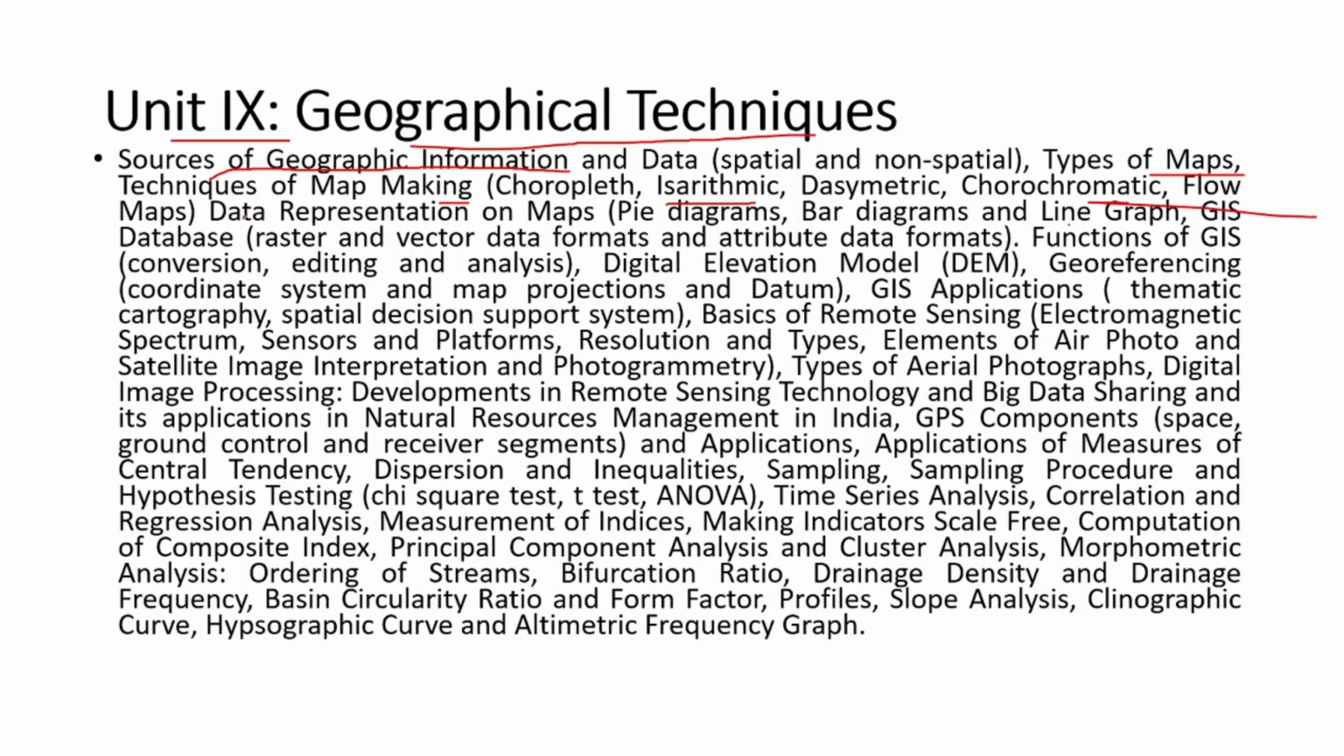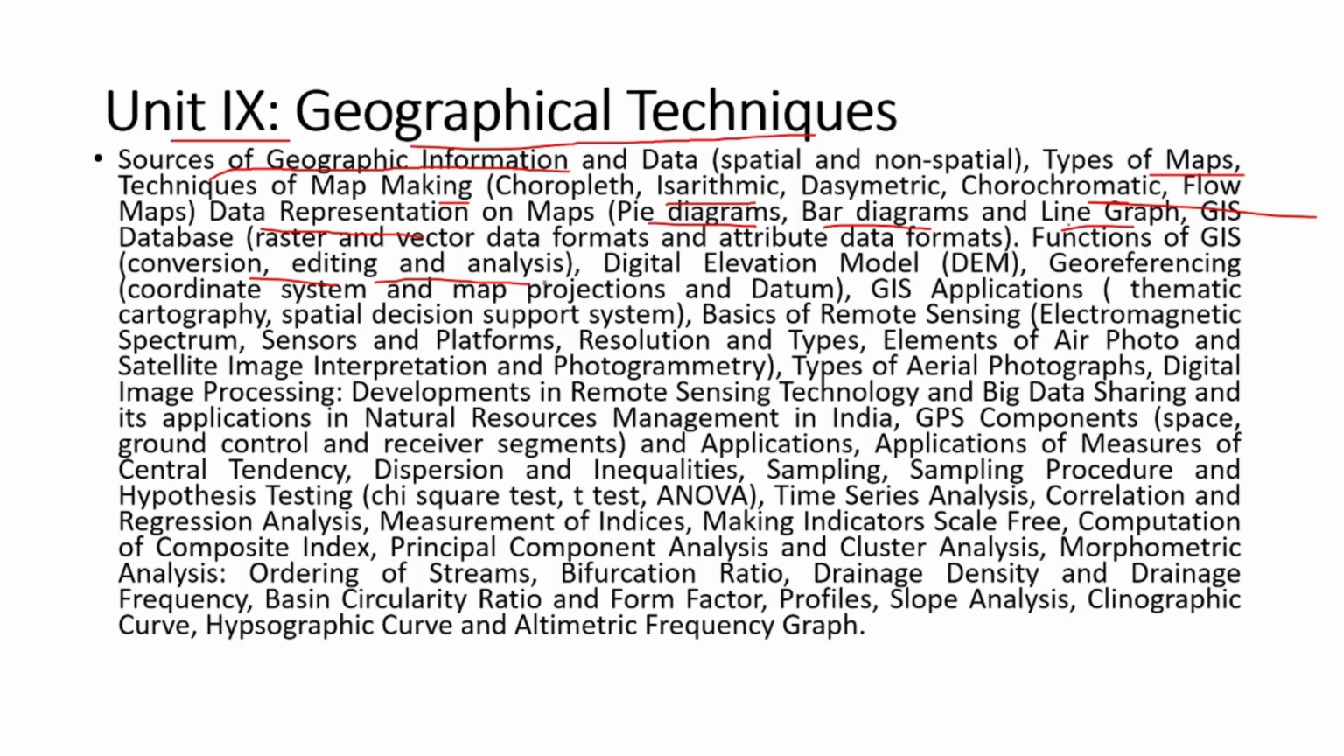It also discusses how data is represented on maps using pie diagrams, bar diagrams, and line graphs. Another key aspect is functions of GIS. Geographical information systems are explored, including raster and vector data formats, attribute data formats, and GIS functions like editing and analysis.